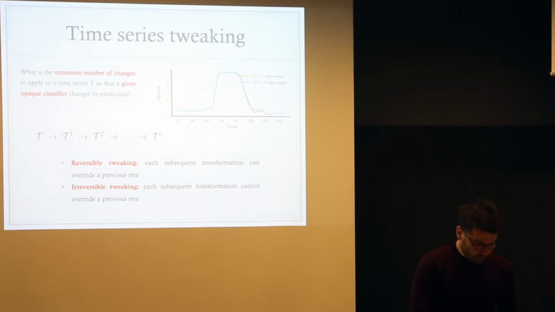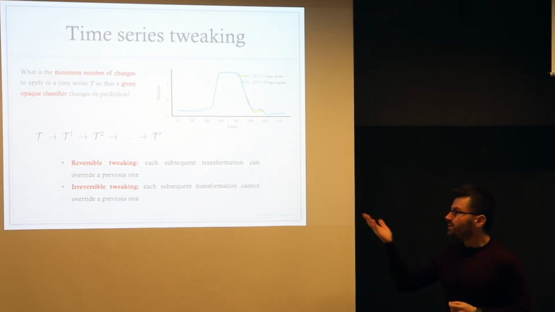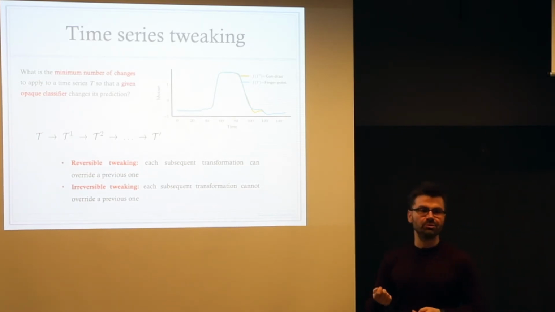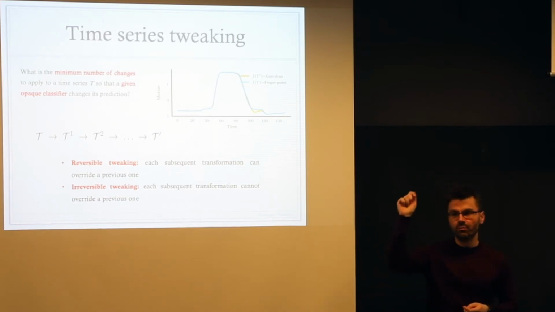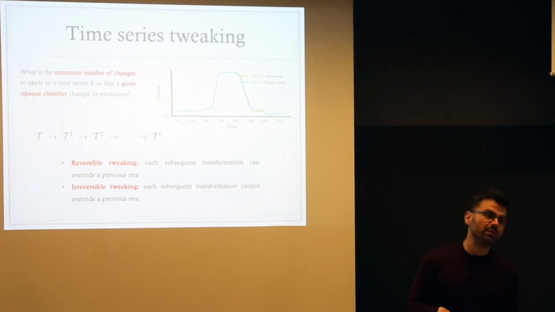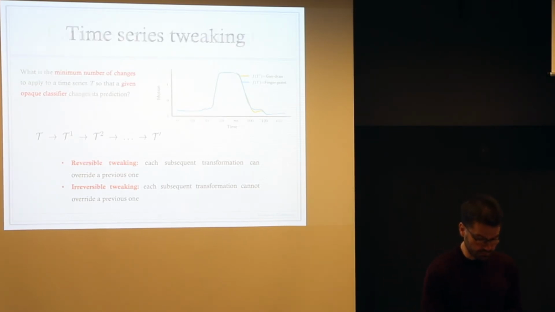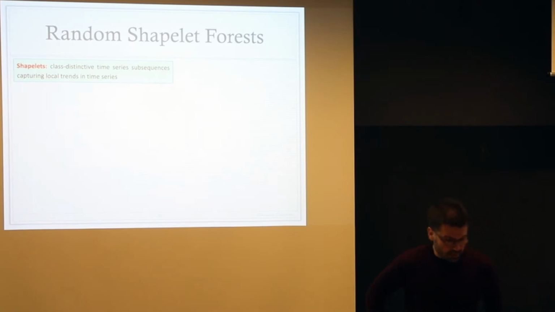Okay. So we propose two approaches. The first one we call reversible tweaking, meaning that once we make some change, we can revert the change while we're examining more paths. And the second one is called irreversible tweaking, meaning once we make a change in a time series, we cannot revert it anymore. All right.